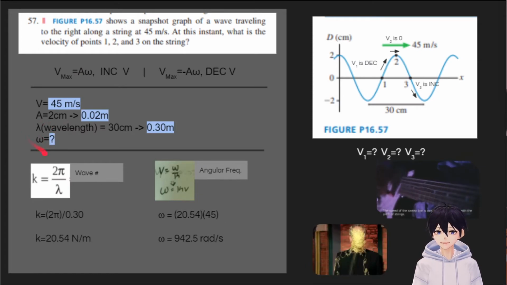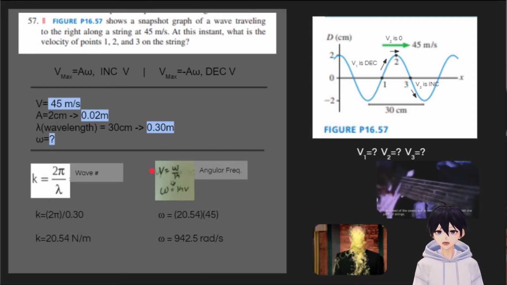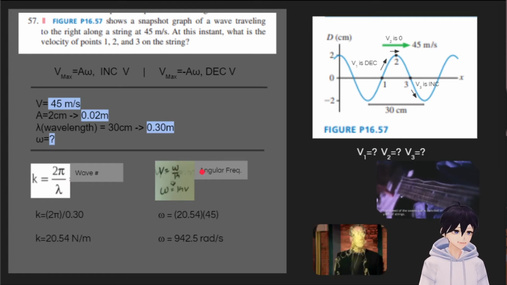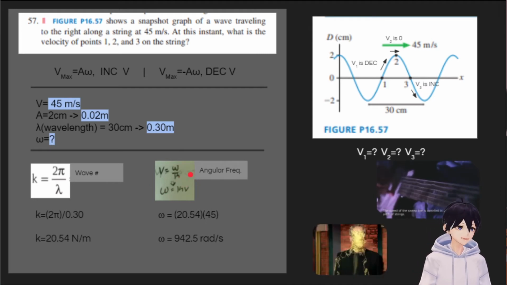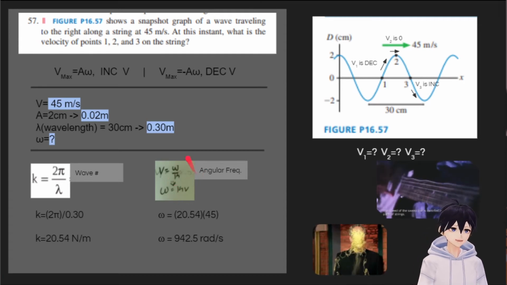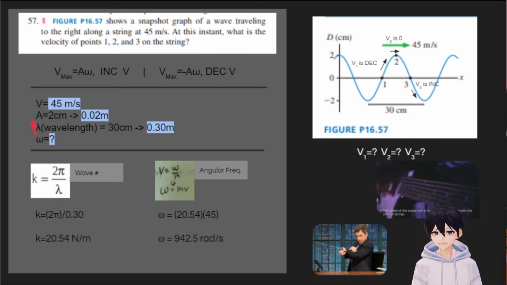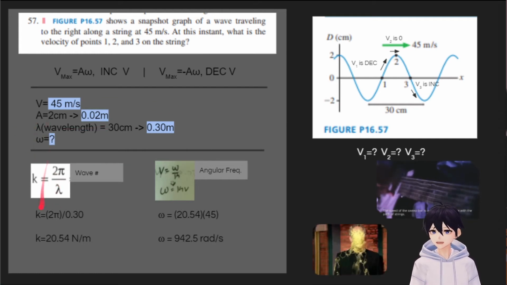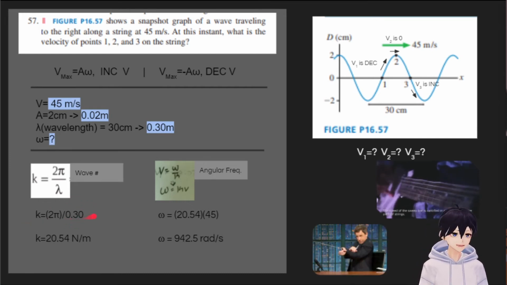So for angular frequency, we just need to find the equation for it. We do know that velocity equals the angular frequency over the k constant, which is the wave number, and we can manipulate this to get that the angular frequency is the k constant times the velocity. But since we don't have the k constant, we're going to need to find it. We do know that the k constant is equal to 2 pi over lambda, and lambda is what we have right here.